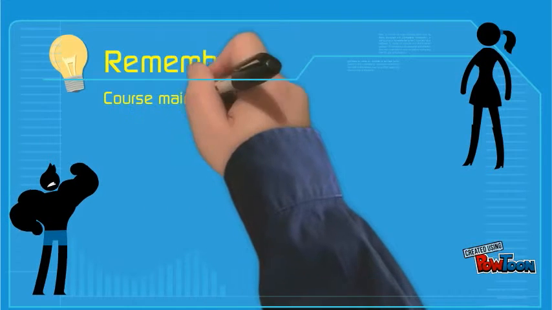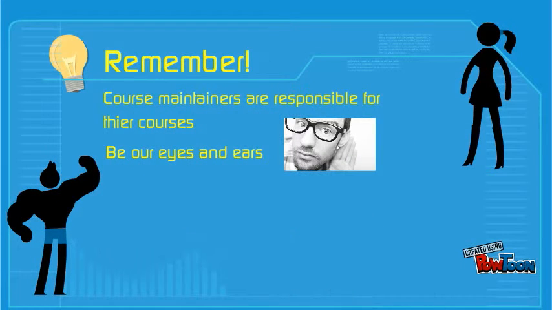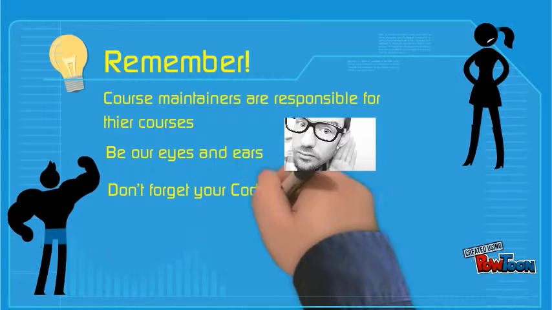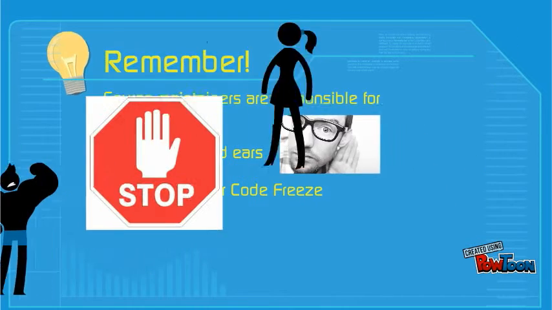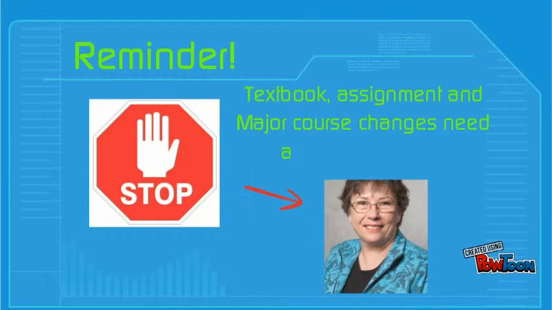Remember, course maintainers are responsible for the courses they maintain. Please be our eyes and ears and alert us of any changes that need to be made. And don't forget to turn in your code freeze checklist. As a quick reminder, textbook assignments and major course changes need approval from the Dean of Curriculum, also known as Judith Connell.